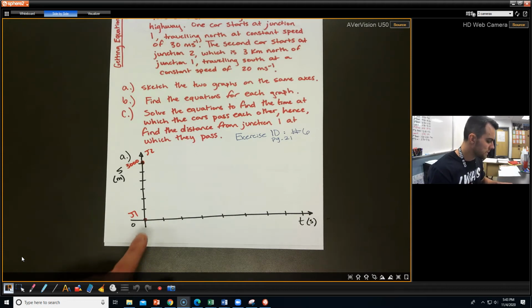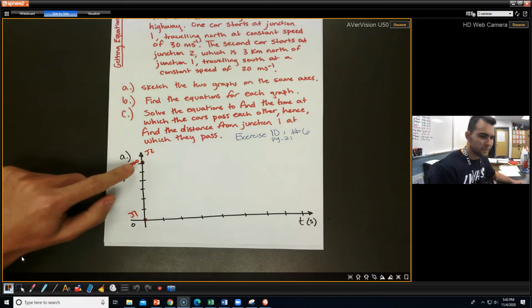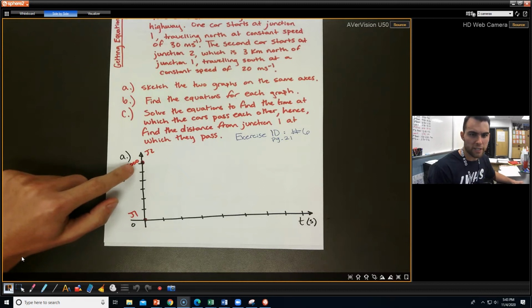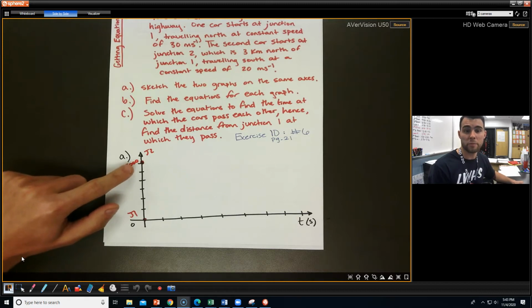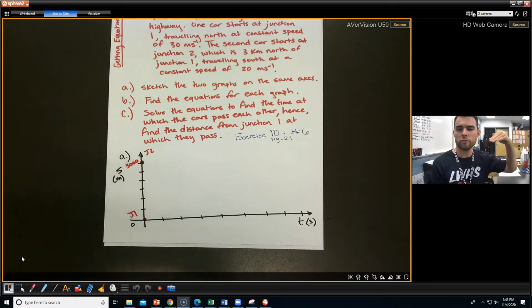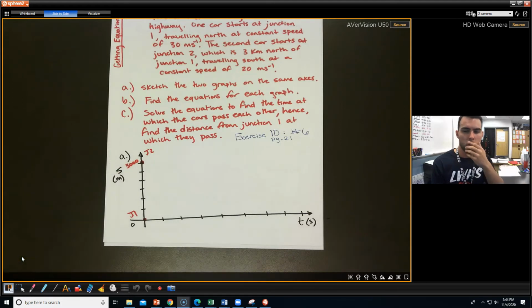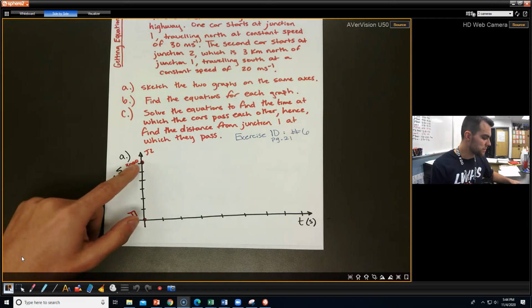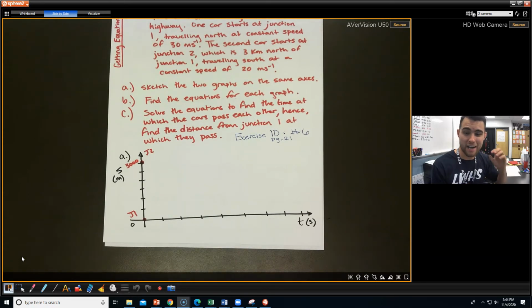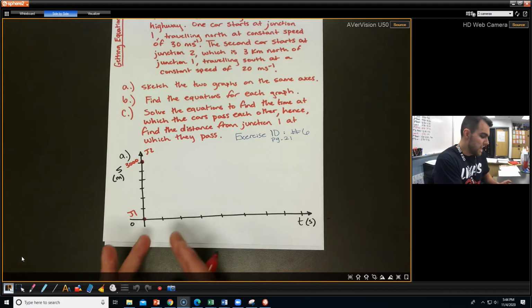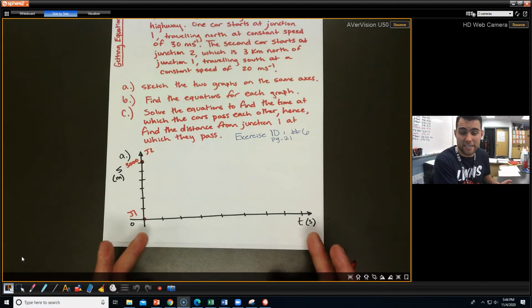Well, I know that J1 has a slope of 30 meters per second. Let's start with J2 for a second. I know it's starting there, and I know its constant speed is 20 meters per second, but it's going south, so we have a negative slope. I want to figure out how long it's going to take for it to go from 3,000 meters down to a 0 displacement. That would let me know how long I need to make my scale on my time.